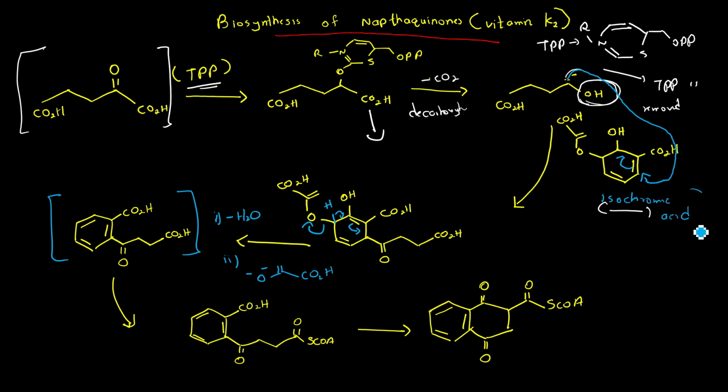Isochromic acid. Okay, right. Now let's move on. So now we are here, and then the next step. Okay, in the next step, you can see what happens is we are going to introduce enzymes to this carboxyl group. Here this carboxyl group is going to be converted into an enzyme group.